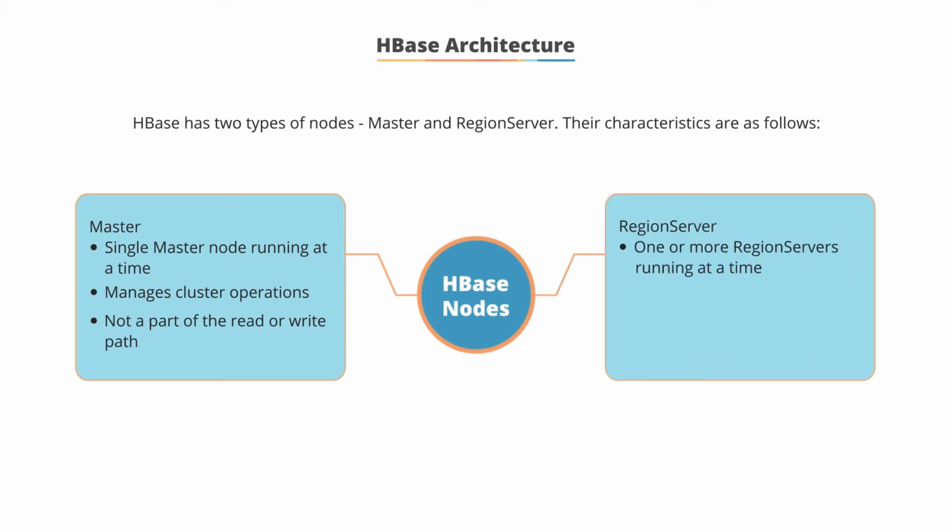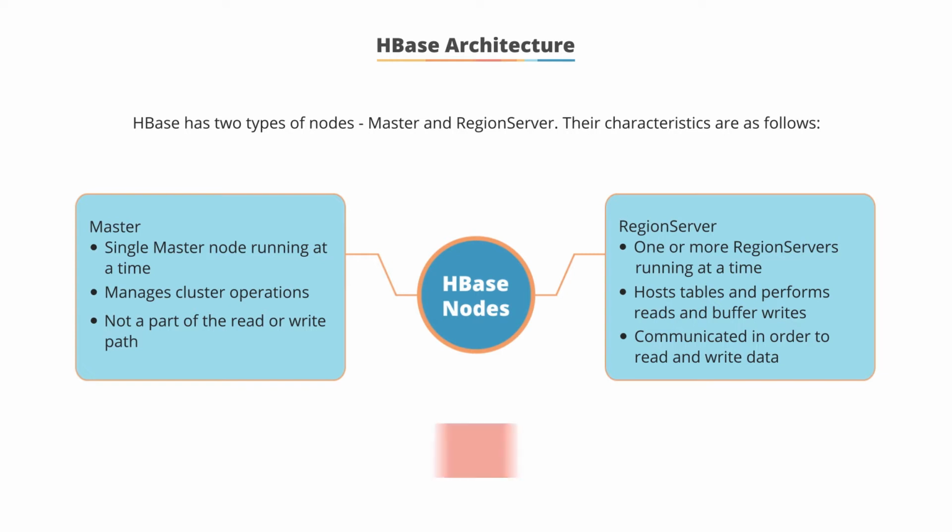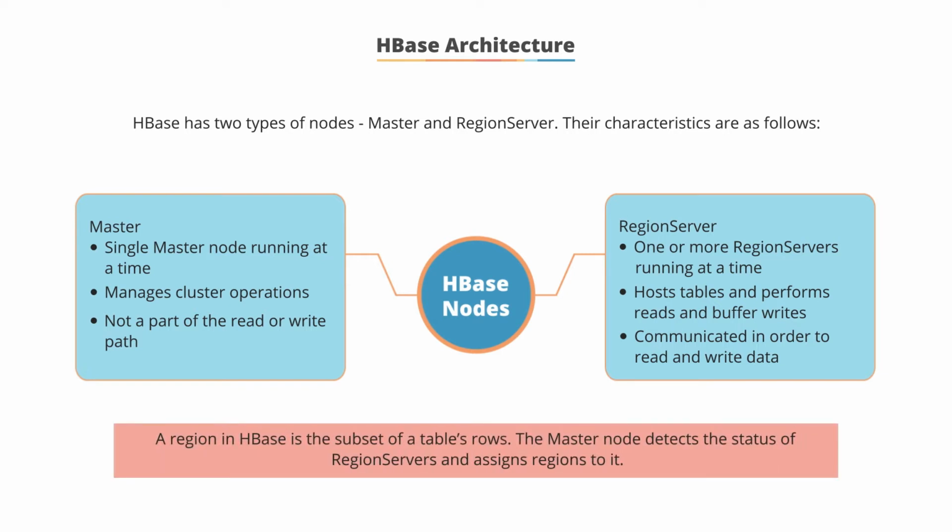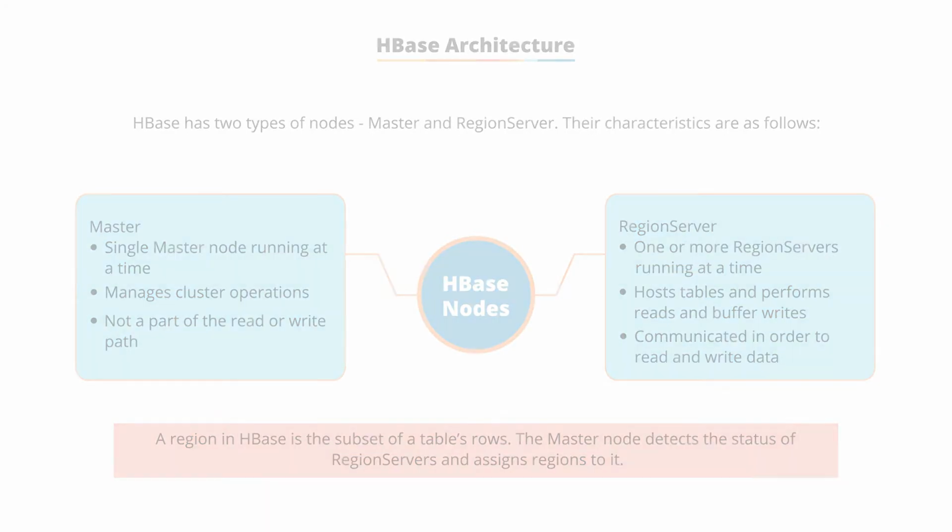The region server has one or more region servers running at a time. It hosts tables and performs reads and writes of data. Clients communicate with the region server in order to read and write their data. A region in HBase is a subset of a table's rows. The master node detects the status of region servers and assigns regions to it.